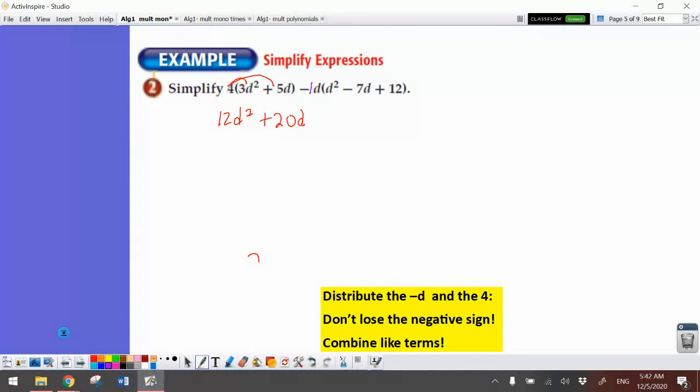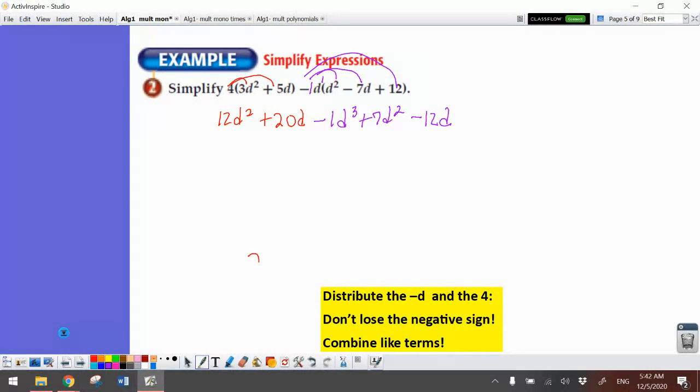And then I'm going to go to my second one. Remember, this is a -1 with a d to a power of 1. So that would be a -1d cubed, because 1 and 2 is 3. Let's go again. Negative 1 times negative 7, that's a positive 7, and 2 d's. And last but not least, the negative 12 and the d.